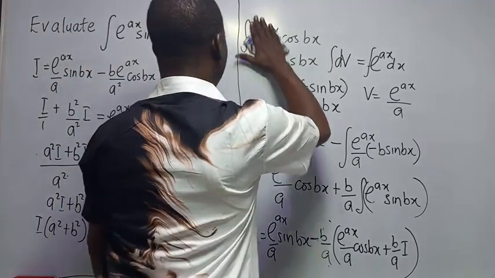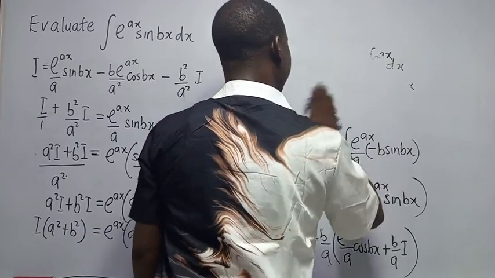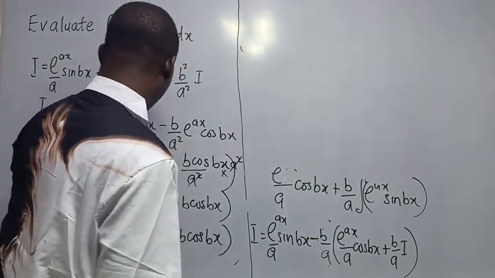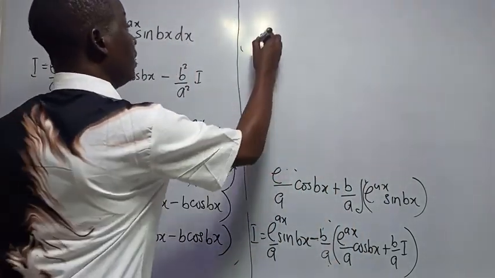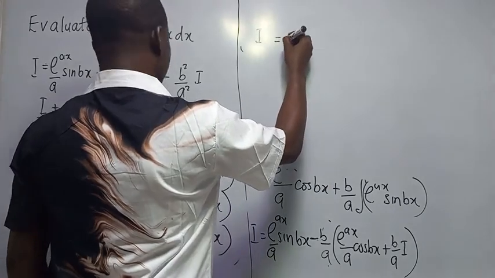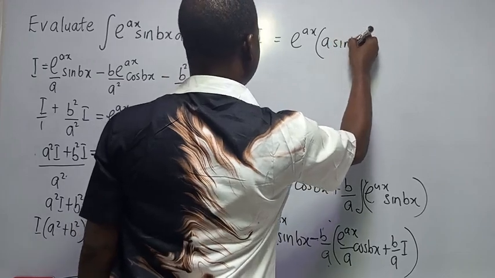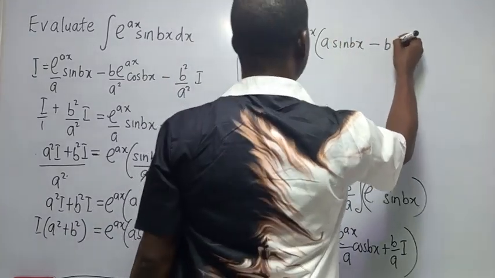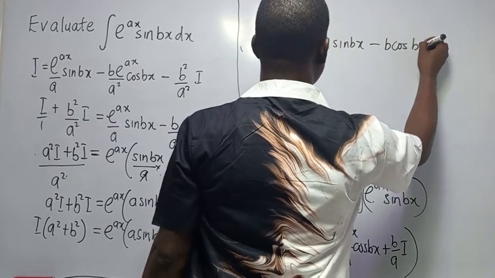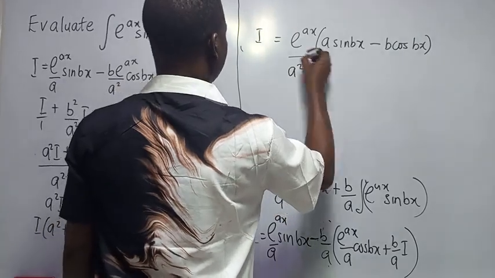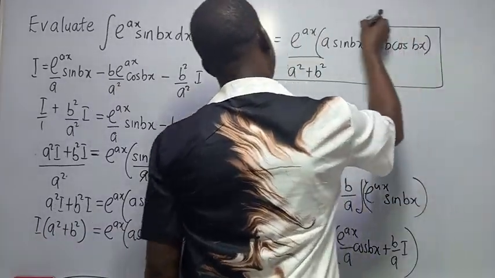So what I want to do now, lastly, since I'm about to end this video becoming too long, is I equals e raised to power ax into bracket a sine bx minus b cos bx, divided by a squared plus b squared. So this will be our final answer.